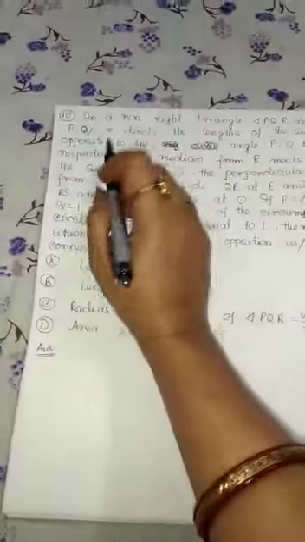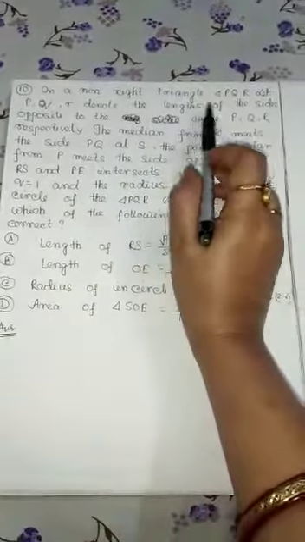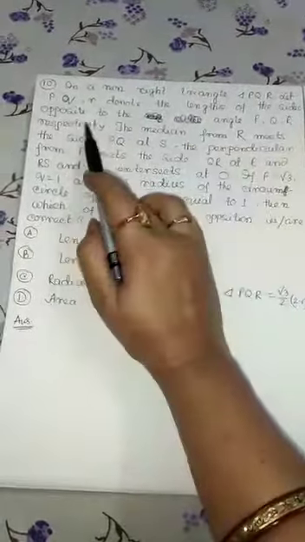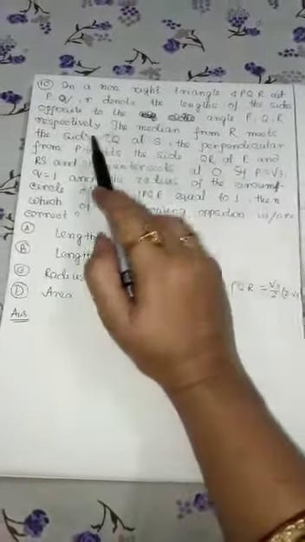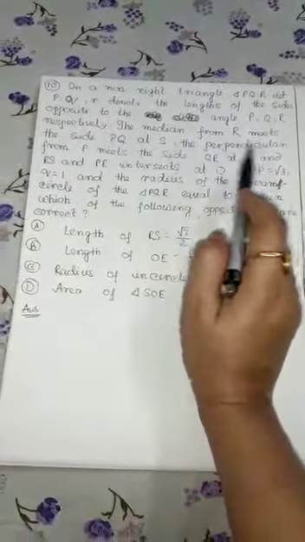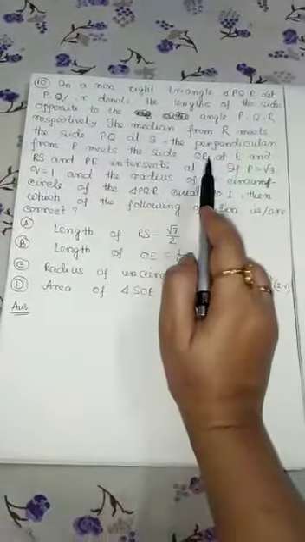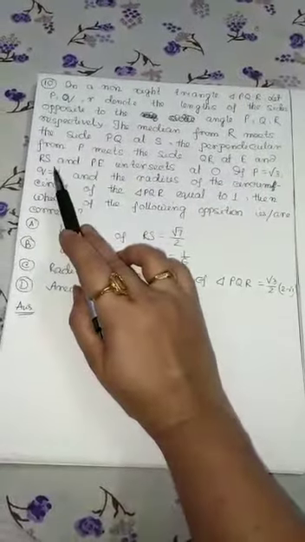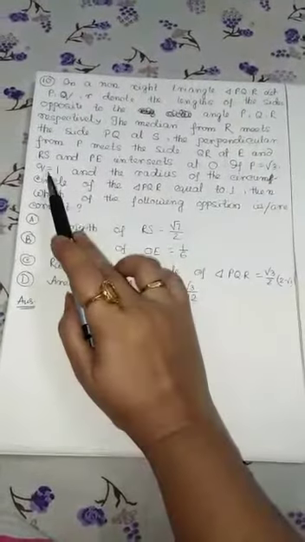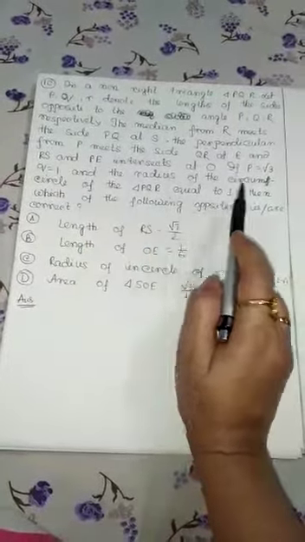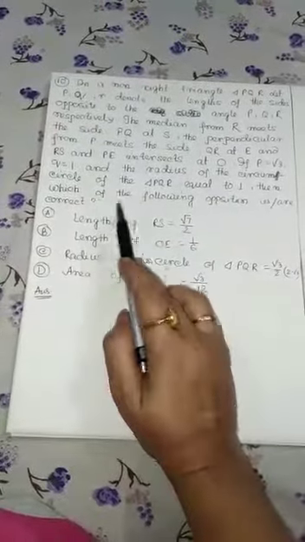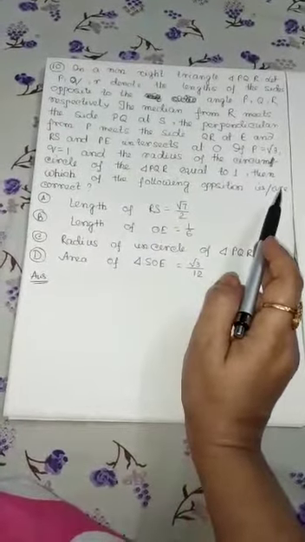Let's start question number 10. In a non-right triangle PQR, let p, q, r denote the lengths of the sides opposite to the angles P, Q, R respectively. The median from R meets the side PQ at S. The perpendicular from P meets the side QR at E, and RS and PE intersect at O. If p is equal to root 3, q is equal to 1, and the radius of the circumcircle of PQR is equal to 1, then which of the following options is or are correct?